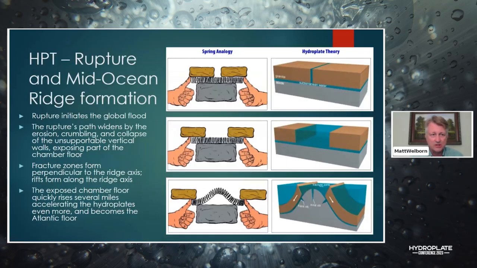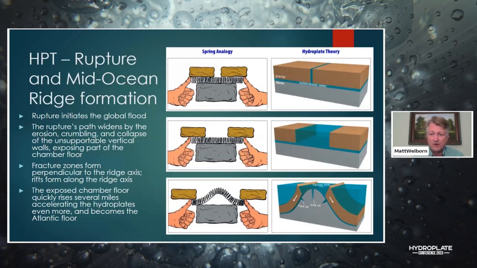This slide talks a little bit about the initial rupture. I'm going to kind of step through the hydroplate theory at a high level to just explain the parts that are relevant to the oceans. So the initial rupture, and I've got a couple pictures out of Dr. Brown's book that show both an everyday analogy, which is the idea of compressing a spring with weights on top, and how that spring behaves.